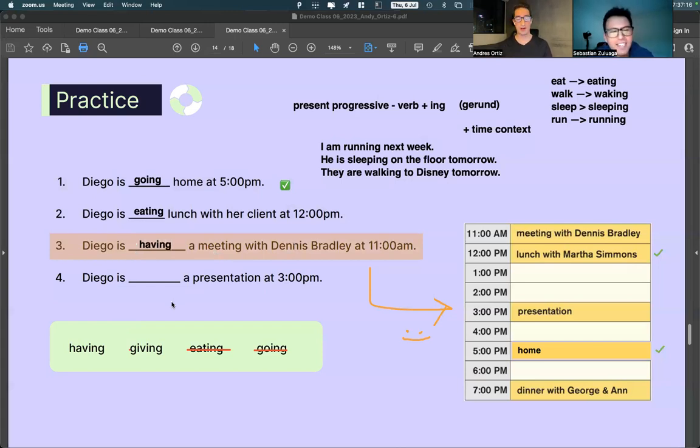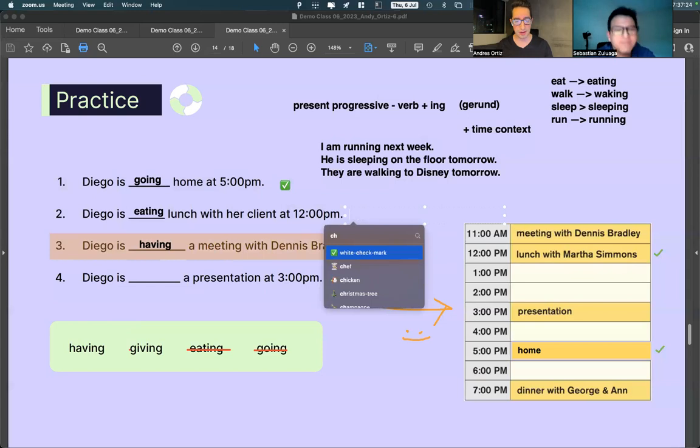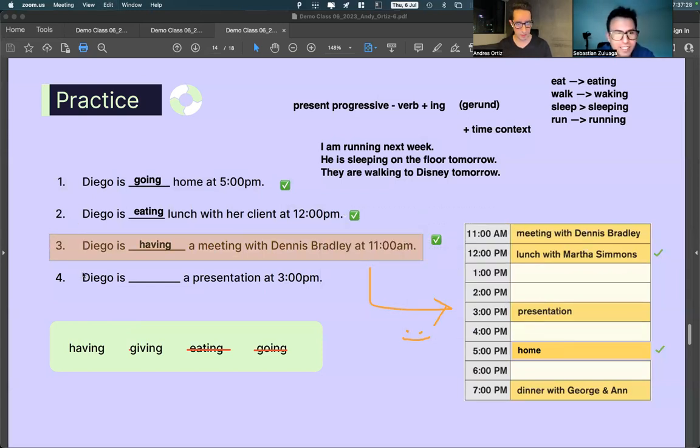Having, very good. Because remember, giving is when I give you something. I don't really give you a meeting. So this is the most appropriate response. All right, so good job on this one. Excellent job, guys. And finally, Sebastian, number four. Diego is giving a presentation at 3 p.m. Very good. So the last one here is Diego is giving a presentation at 3 p.m.